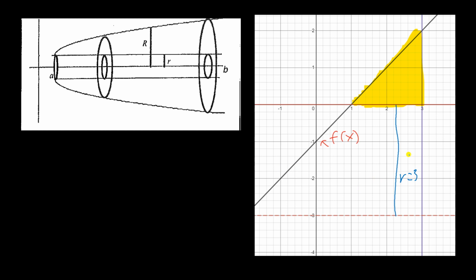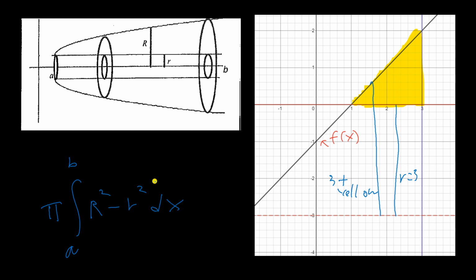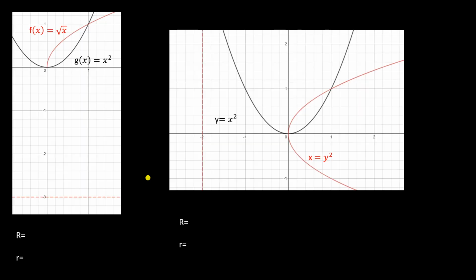The other radius is from the axis of rotation to the upper part of the curve. In this case, that would be 3 plus whatever the yellow part is. The equation for this is pi times the integral from a to b of big R squared minus little r squared. Make sure to notice that each radius is being squared separately. Let's try some more radius practice.